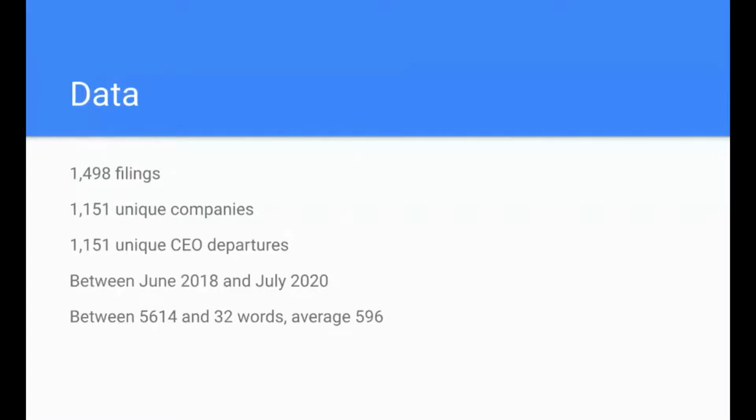So that left us with 1,498 filings over 1,151 unique companies, which means that's how many unique CEO departures we have in a time span of about 2 years. Each section, I wouldn't say it's the whole filing anymore, has between 56 and 3,200 words, for an average of about 600 words. So that's what we have, which is great and was good progress.